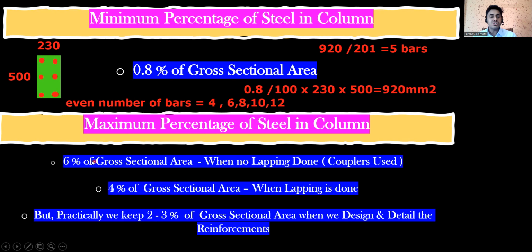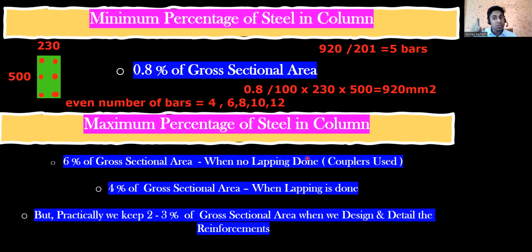First, you can give 6% of the cross-sectional area, when no lapping is done. I told you that when you're using a bar diameter like 32 or 36, if you cannot do the lapping, you can make use of couplers. So whenever you're making use of couplers, you can give 6% of the total cross-sectional area. I'll do the manual calculation and show you.